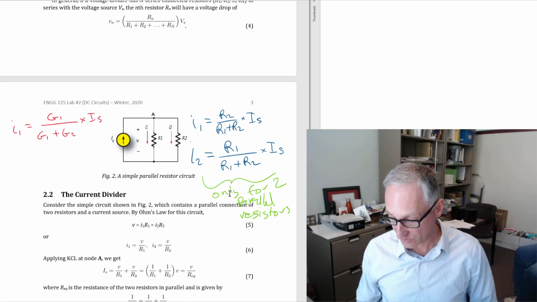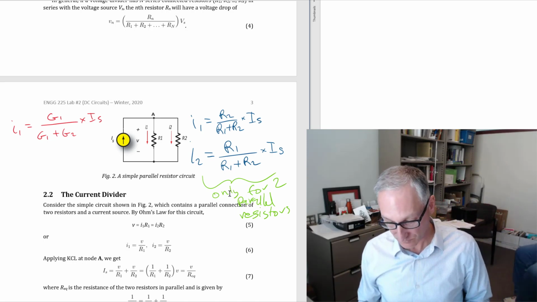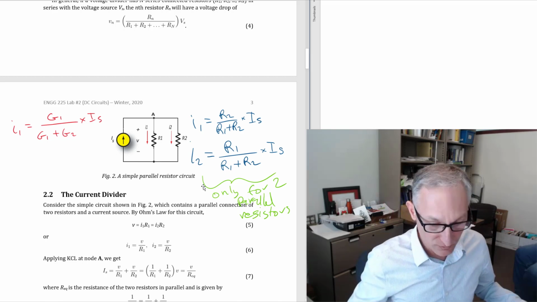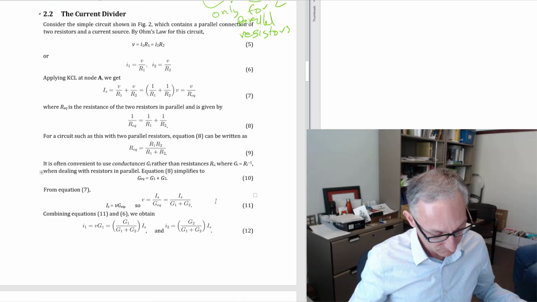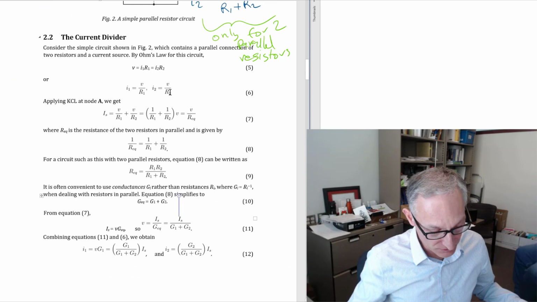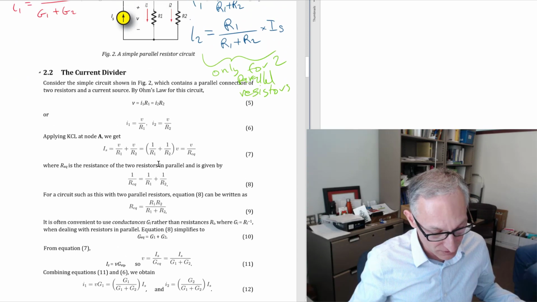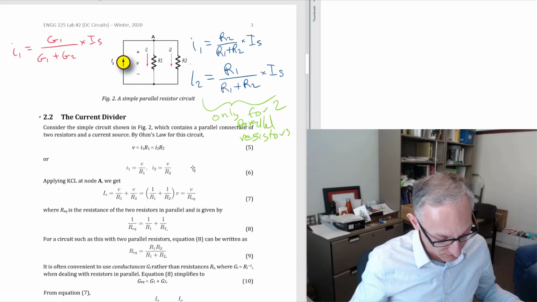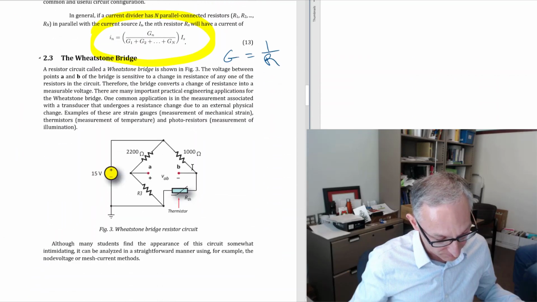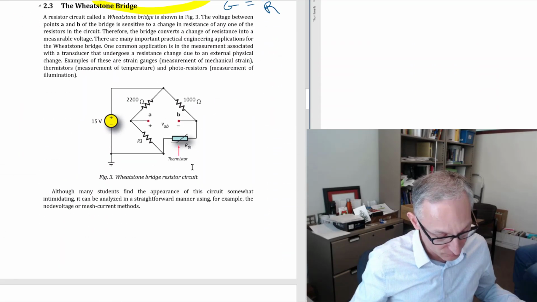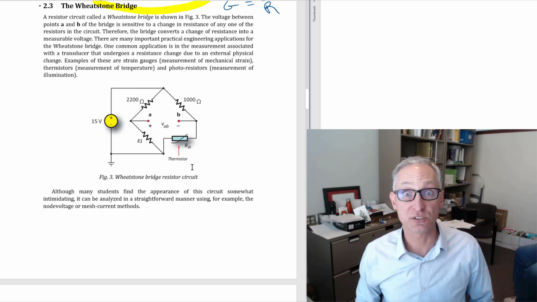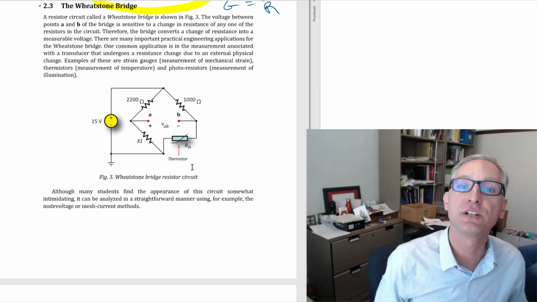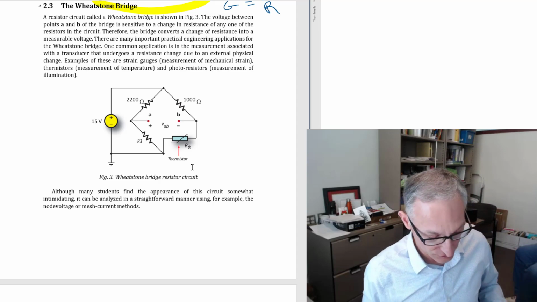Okay, so then we get into the Wheatstone bridge. So all of this that you see, all these equations for the current divider and the voltage divider, are just explaining some of the theory of where things come from. Okay, so now we have the Wheatstone bridge. So this is a very interesting circuit, a very powerful circuit and widely used for instrumentation.